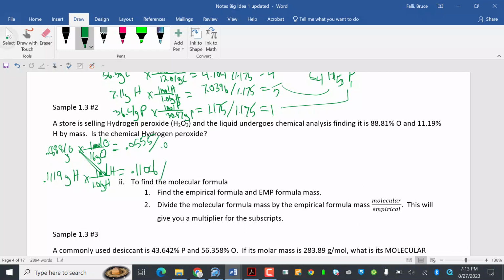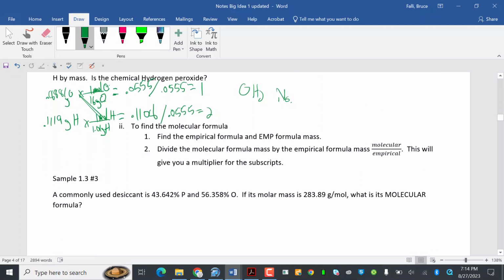0.0555 is smaller. And that's going to be 1, dividing by itself, right? 0.1108 divided by 0.0555 is 2. So this is going to be OH2, or H2O. So no, it is not hydrogen peroxide.